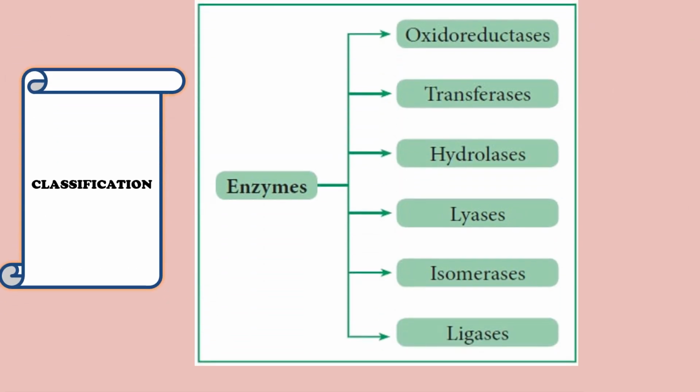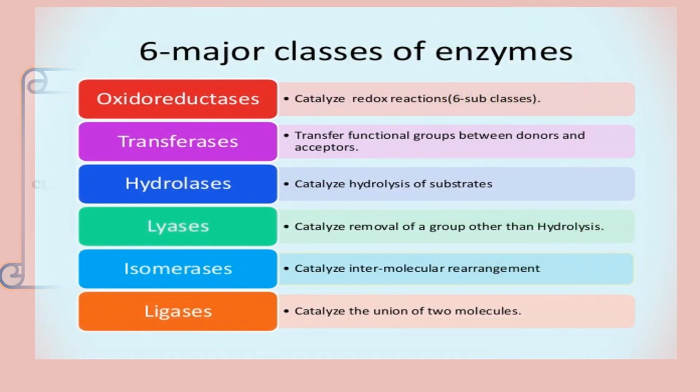Now coming to the classification of enzymes. It is not that the enzymes are functioning just like that. There are different specific classes performing specific reactions. So the classes go like this: oxidoreductases, transferases, hydrolases, lyases, isomerases and ligases. We will look at each one of them, but this slide is one which shows a one-line definition of the different major classes of enzymes.